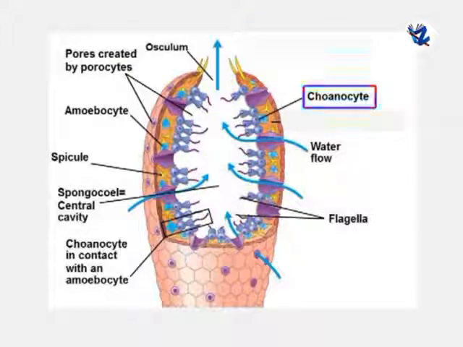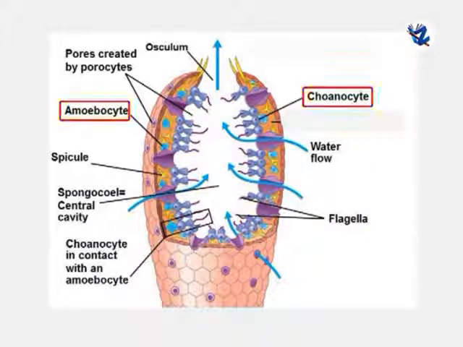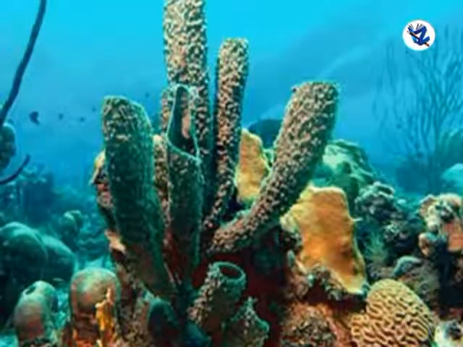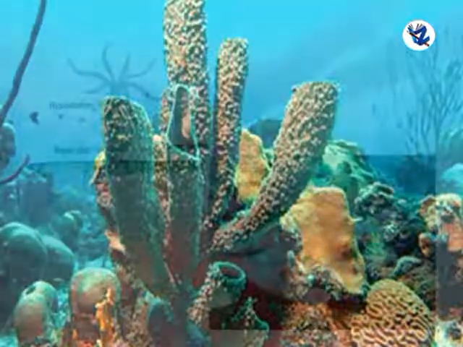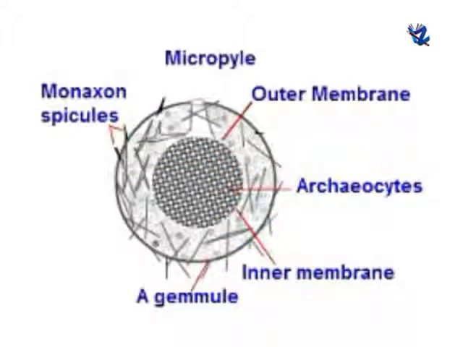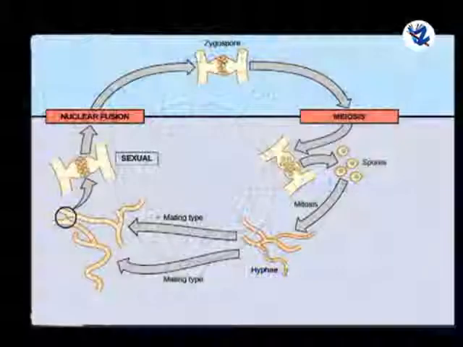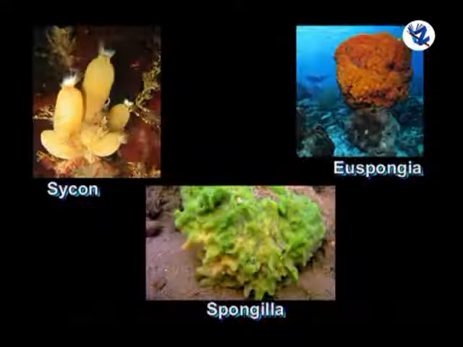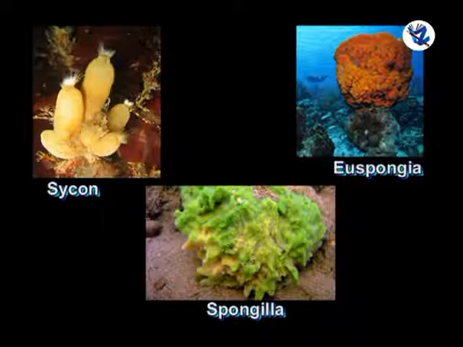Choanocytes and amoeboid cells help in the digestion but digestive system is not present. Endoskeleton of spicules of calcium carbonate, silica or spongin fibers. Asexual reproduction by budding and gemmule formation. Sexual reproduction by formation of gametes. The examples: Scypha, Euspongia, Spongilla.